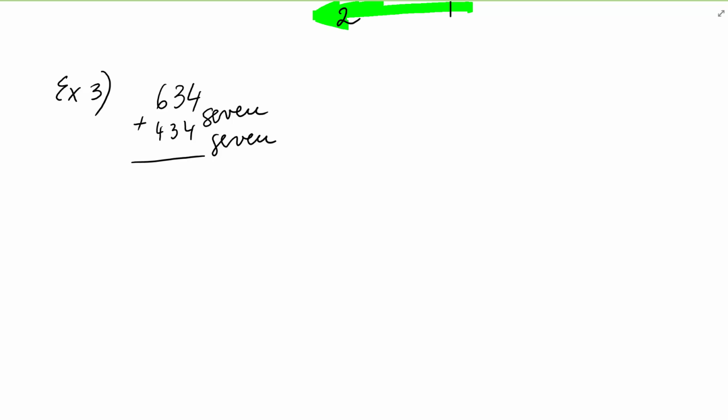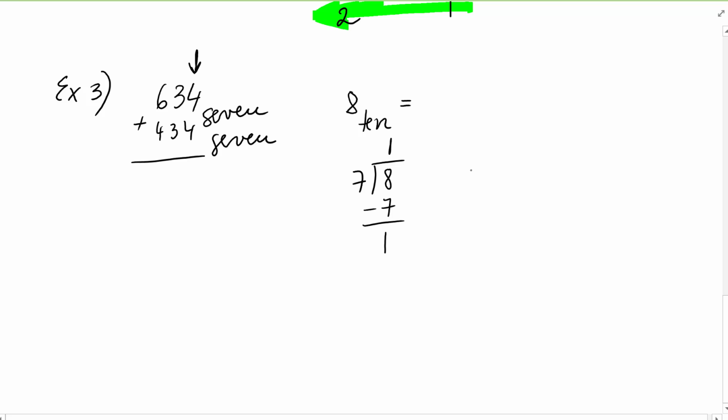And finally, let's do one more example. 6, 3, 4 in base 7 plus 4, 3, 4 in base 7. So we start here. 4 plus 4 is 8. So let's see, 8 in base 10 is equivalent to what in base 7? So 8 divided by 7. 7 goes into 8 one time. 1 times 7 is 7. Subtract, we get remainder 1. Now 1 divided by 7 is 0. 0 times 7 is 0. Subtract 1. So if we copy the remainders this way, we get 1, 1 in base 7. So we write 1 and we move over 1.